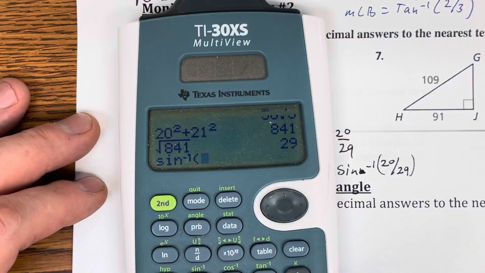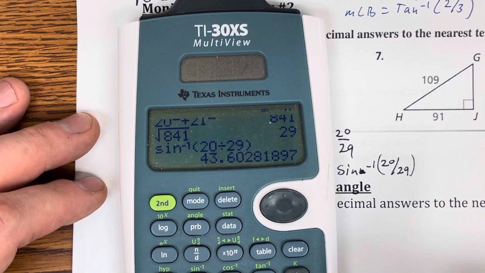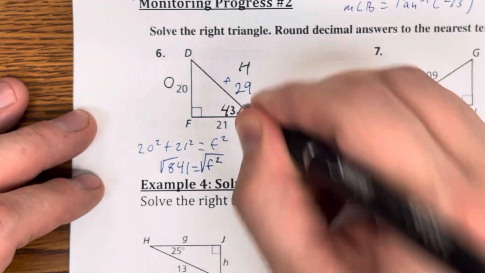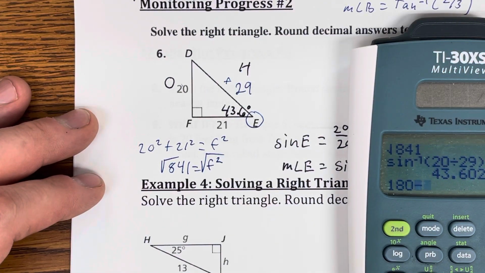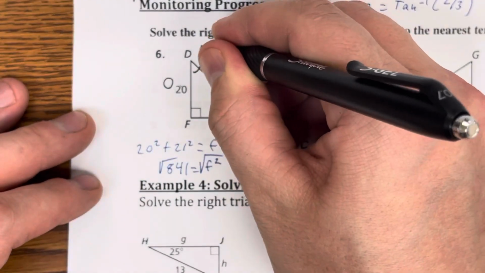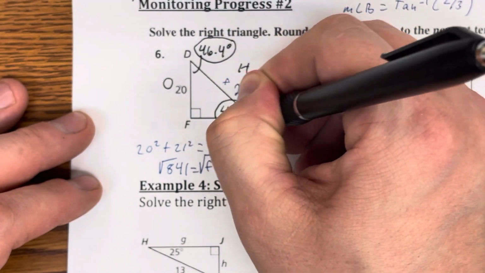Put that where you can see. 20 divided by 29, and we get 43.6. And then to find the last angle, we'll subtract from 180. So 180 minus 90 minus 43.6, 46.4. So I put all my values in the picture, okay?